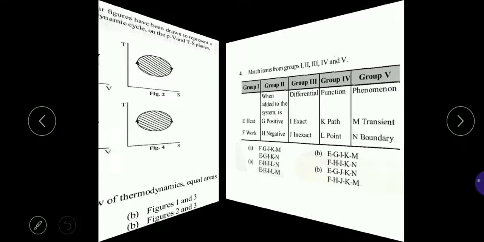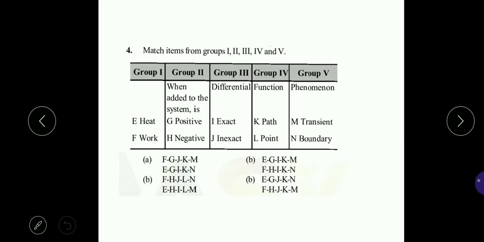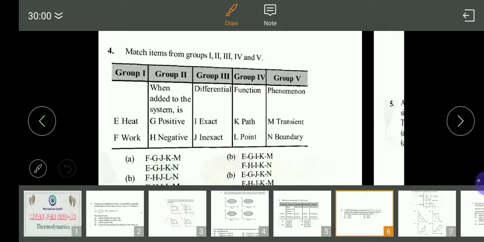So next of the following type. Here E is told as your heat, and F is told as your work. So heat when added to a system will be positive. So E after G, okay, EG, so this option is cancelled. Then this is an inexact differential, EGJ, so this option is also cancelled. This option is also cancelled. So B is the right, sorry, this is D. So D is the right answer.